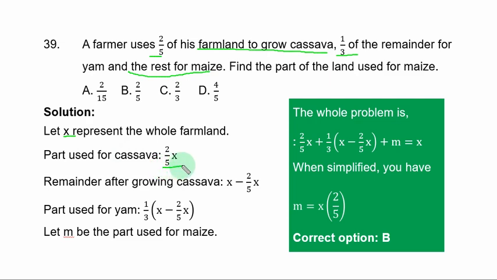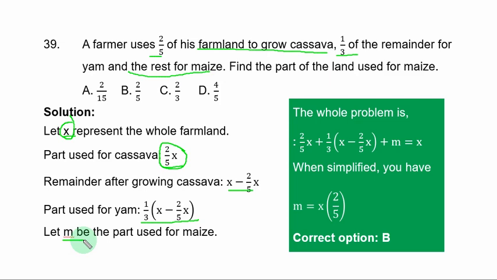Remainder after growing cassava, that means you subtract the part used for cassava from the whole farmland. You have it in this form. Now, 1/3 of the remainder is used for yam. That is 1/3 of the remainder is this. We are asked to find the part of the farmland used for maize. Let that part be M.